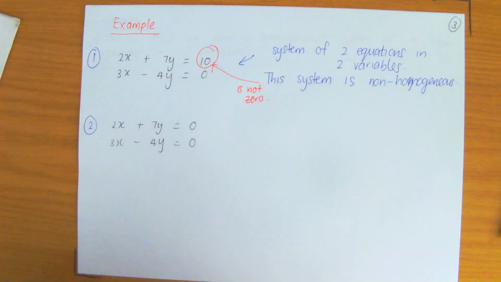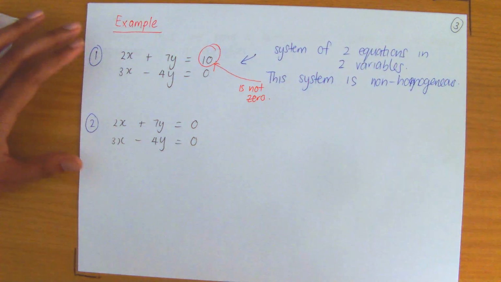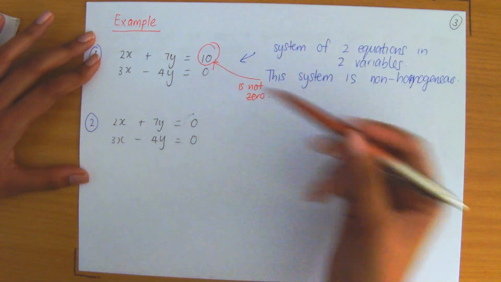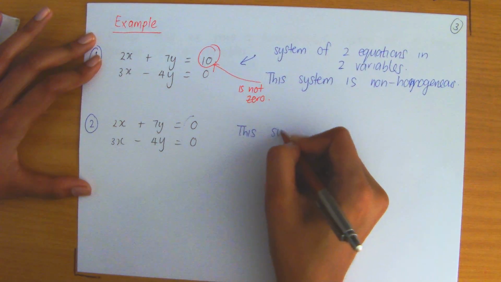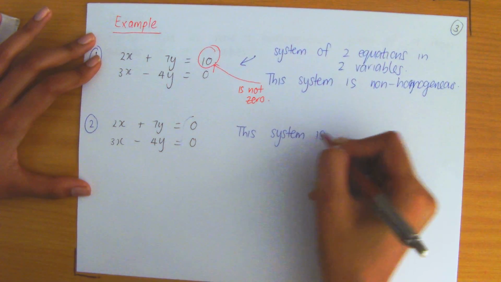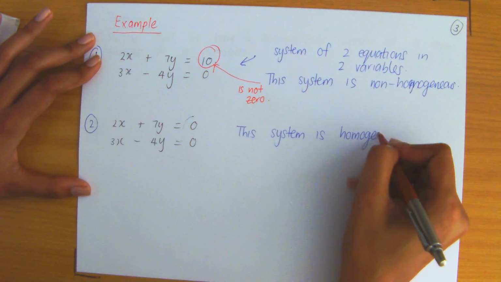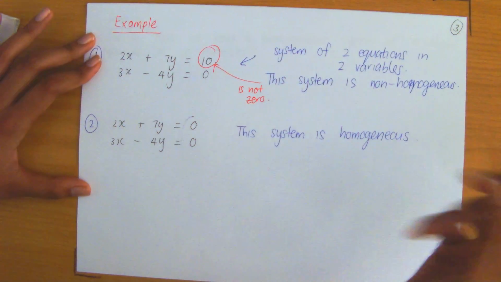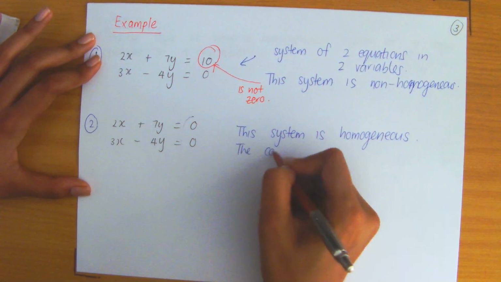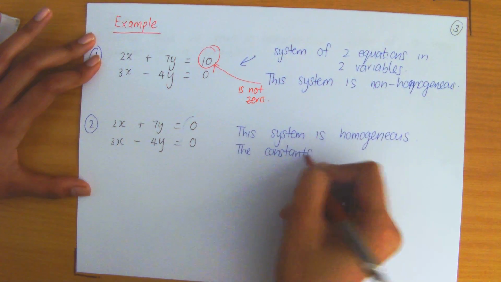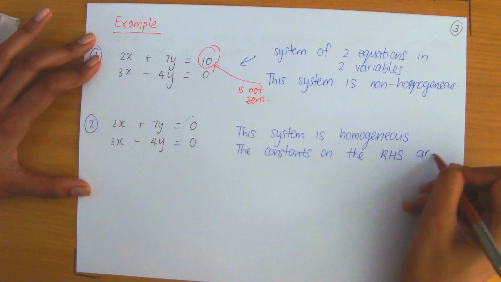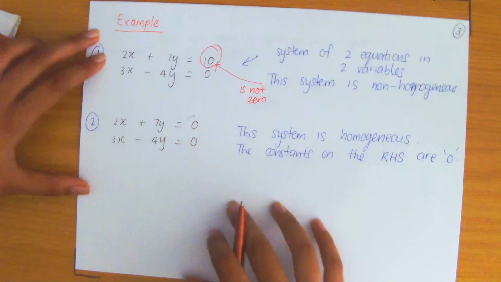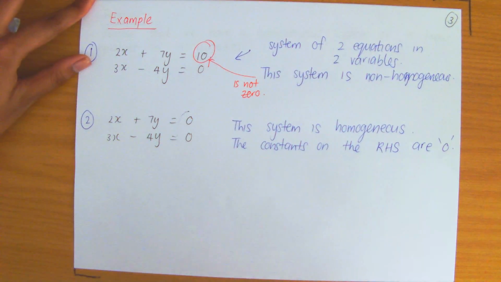Right, let's look at the next example. You would observe that everything on the left-hand side of the equality is exactly the same as above. But what's different? We now have that the right-hand side has 0 entries. So this system is homogeneous. Right, so the constants on the right-hand side are 0. We'll use shorthand right-hand side 0. So that was pretty easy to follow.